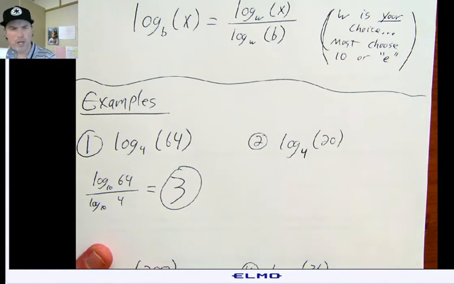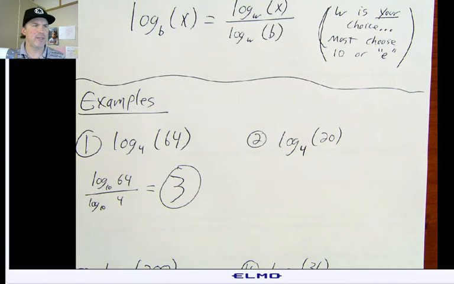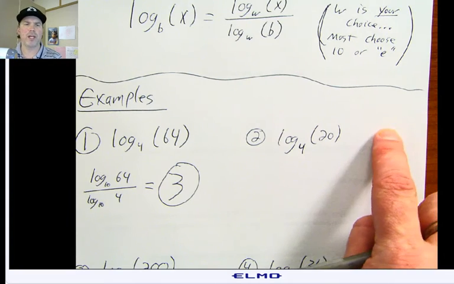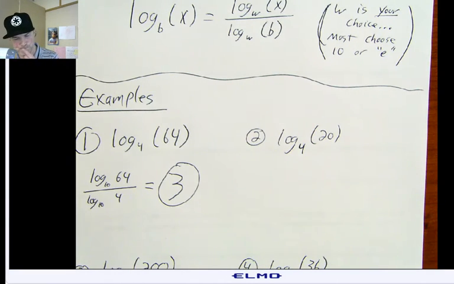Okay, number 2. You should always see first if you actually need your calculator or not. 4 to the what equals 20? I don't know that one off the top of my head. I know that 4 squared is 16 and 4 cubed is 64. So the answer is going to be between 2 and 3, probably closer to the 2 end. Maybe 2.1, 2.2. Let's find out.